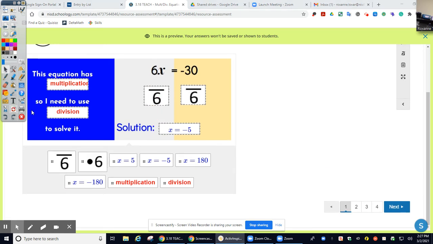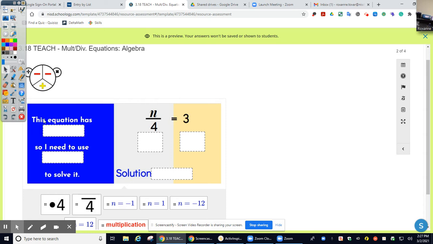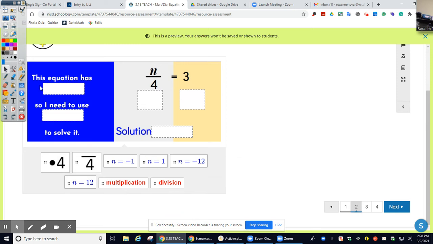All right, so now let's try another one. So here, let's look. We have n divided by 4 equals 3. Remember, this fraction bar means divide. Okay, so we have to ask ourselves, the equation has division, so I need to use blank to solve it. Okay, so the opposite of divide is multiply.